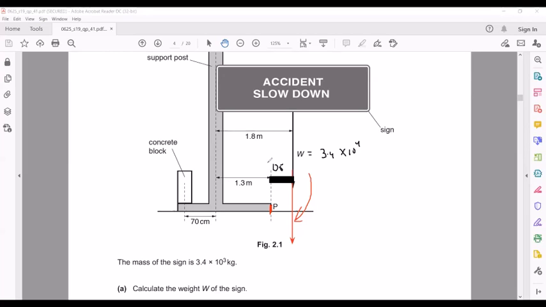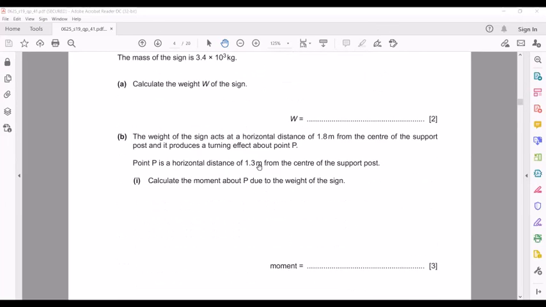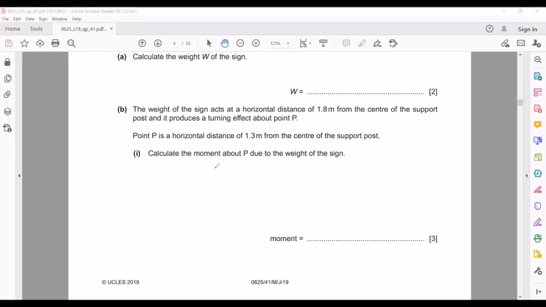Is it clear? So 3.4 multiplied by 0.5, into 10 to the power 4 multiplied by 0.5. So that will give the answer in Newton meters.